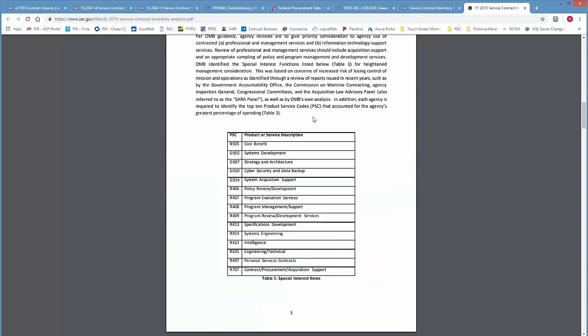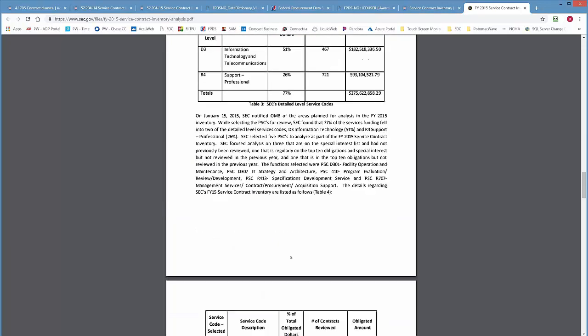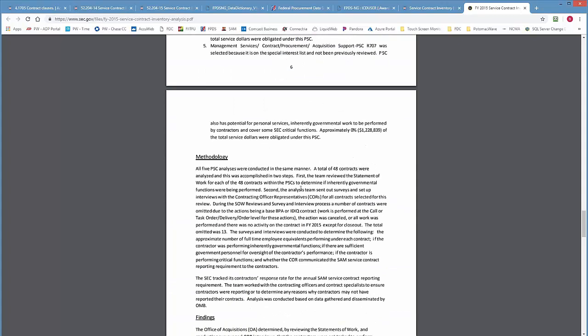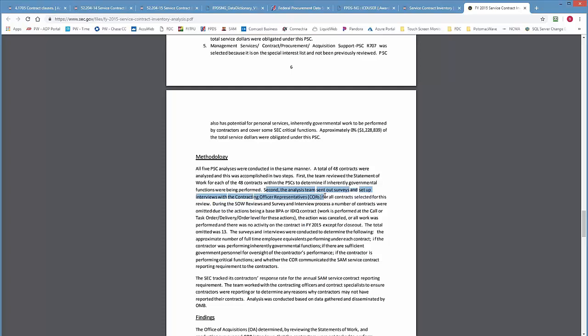One of the things that they did here was the methodology. I didn't see this as much in the other reports, but the team reviewed the statement of work for each of the 48 contracts within the PSEs to determine if inherently governmental functions were being performed. Second, the analysis team sent out surveys and set up interviews with contracting officer representatives for all contracts selected for this review. So you can see that it's not just a quantitative review.